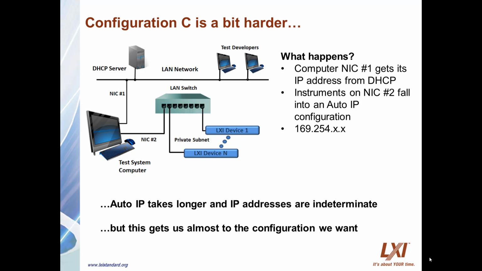Getting back to configuration C, we've isolated the LXI devices from the company LAN. We have also isolated ourselves from the DHCP server, which was automatically assigning us IP addresses. However, the LXI specification requires that devices connected will drop into auto IP when no DHCP server is discovered. Auto IP assigns somewhat arbitrary IP addresses in the 169.254 range. For this configuration, most LXI users would want to assign fixed or static IP addresses to each LXI device. But how would we do that?